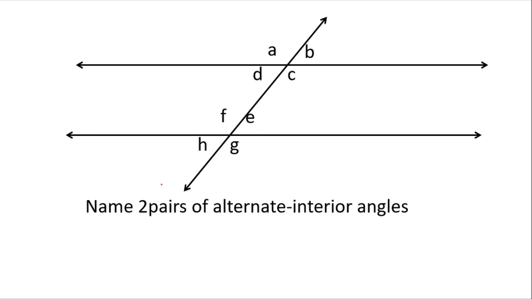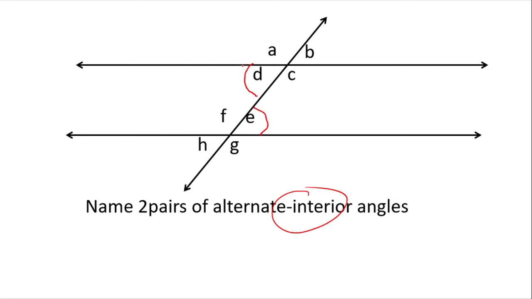Okay, same given parallel lines and angles. Name 2 pairs of alternate interior angles. So, medyo naging specific tayo dito ngayon. Alternate interior angles. So, interior, ibig sabihin nasa loob, syempre. So, 2 pairs of alternate interior. So, meron tayong angle D and angle E.